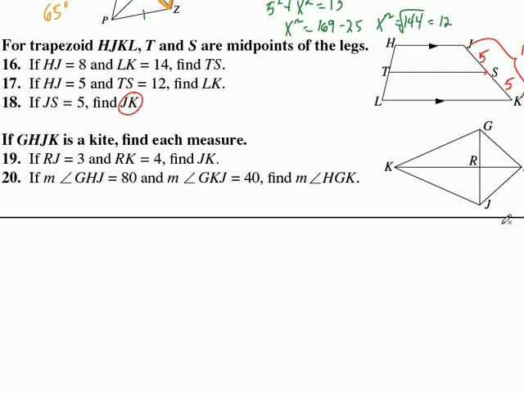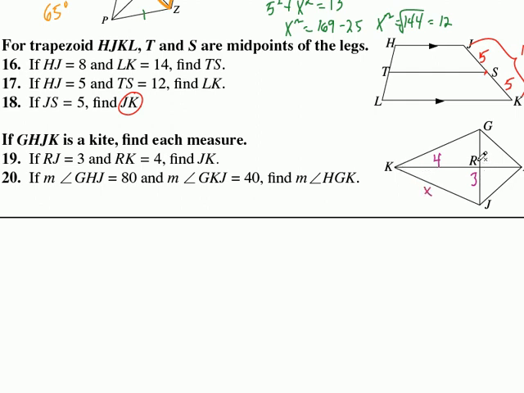It says this thing is a kite. It says RJ is 3. Where's RJ? That right there is 3. It's a weird looking 3. Let's try that again. And then RK is 4. Right there. Find JK. JK is this one. I'll call it X. Is that all right?